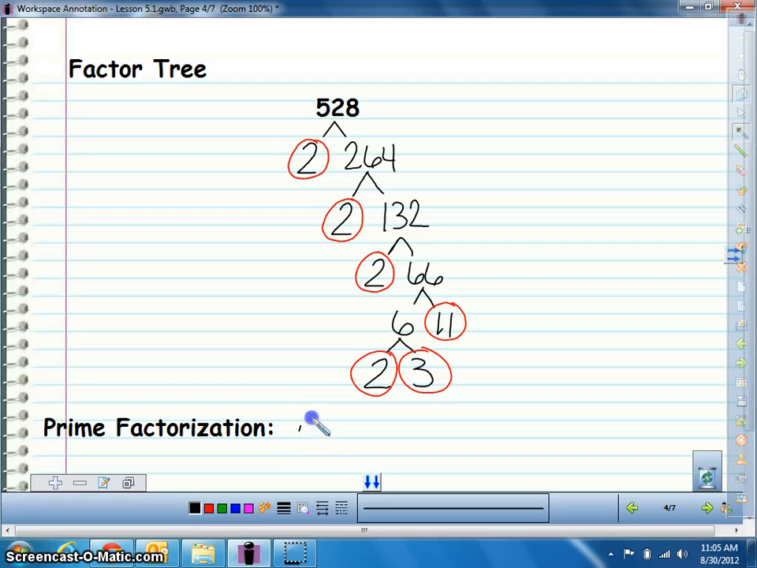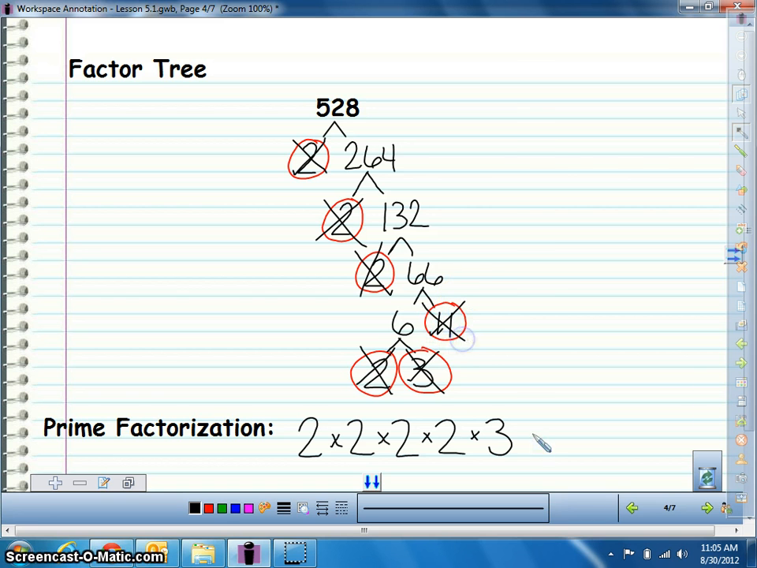So here we go. I have a 2 right here. I have another 2 here, so I'm going to write it again. Here comes a third one. And I have one more 2 that I need to add to my list. Now I'm done with the 2, so I move up to the next number, which is a 3. I can cross it off. And last but not least, I have 11. So now the prime factorization for 528 is 2 times 2 times 2 times 2 times 3 times 11.